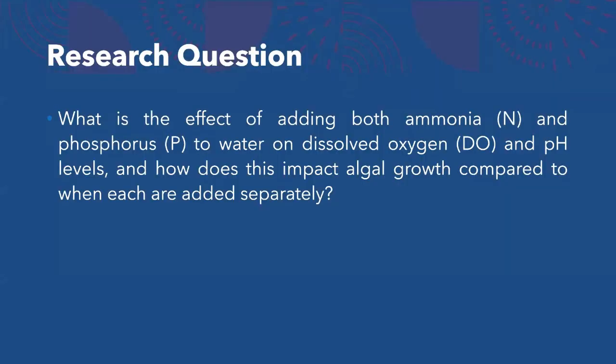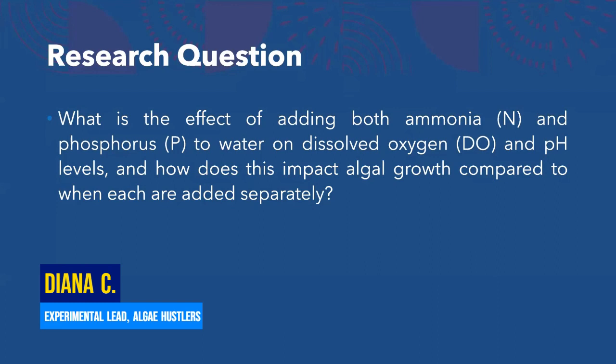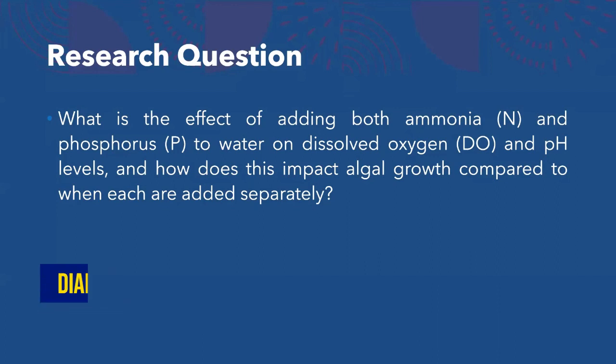Our research question is, what is the effect of adding both nitrogen and phosphorus to water on dissolved oxygen and pH levels? And how does this impact algal growth compared to when nitrogen and phosphorus are added separately?